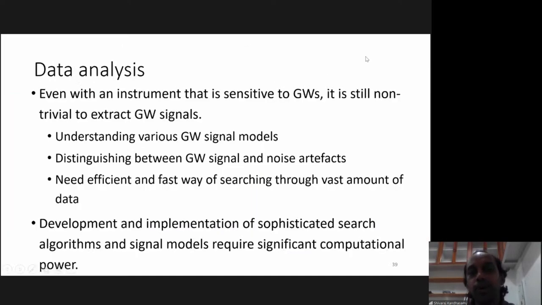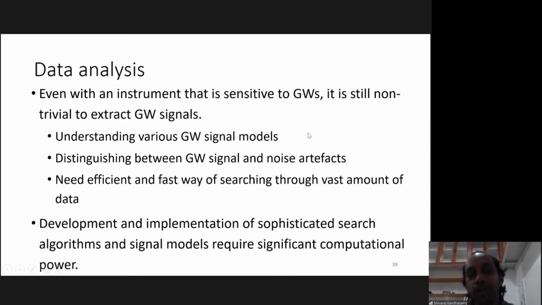So up to this point, I just talked about what, from the instrument point of view, are at least a few of the things that need to be done to make this instrument work. But that's just not sufficient. We also need to work on the data analysis aspect, where since the instrument is producing a large amount of data, we have to go through those data and try to identify and extract gravitational signals.